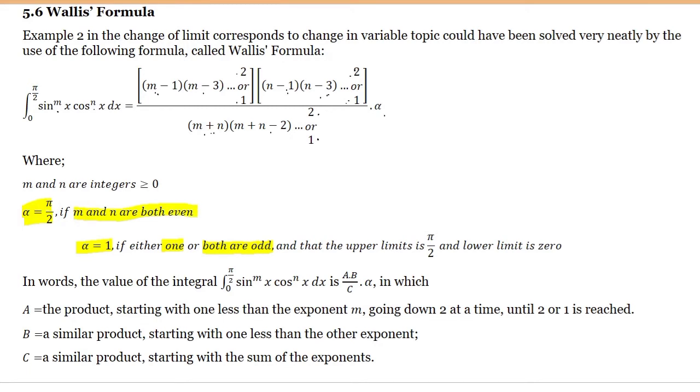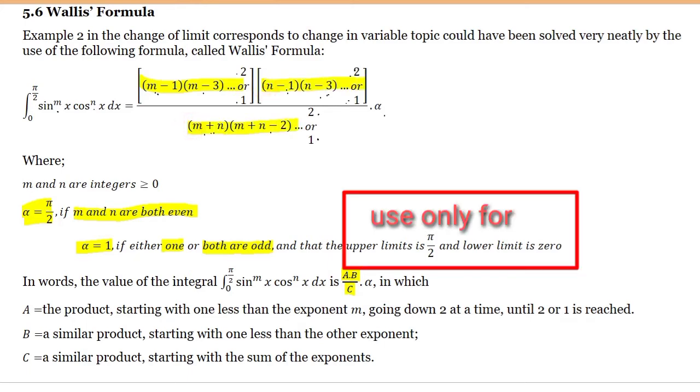So we have here a times b over c. This is our a, this is our b, and this is our c, the denominator, to be multiplied by the alpha. So let's have an example for this.